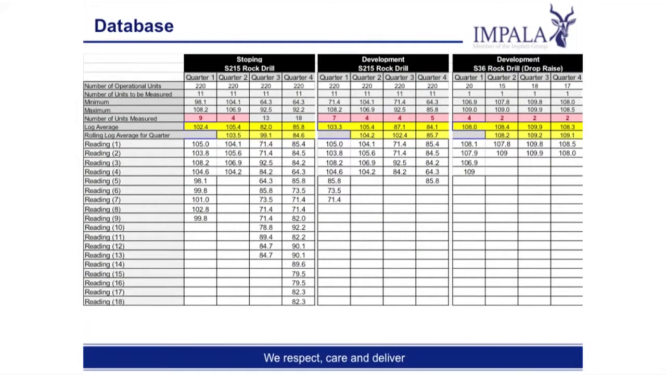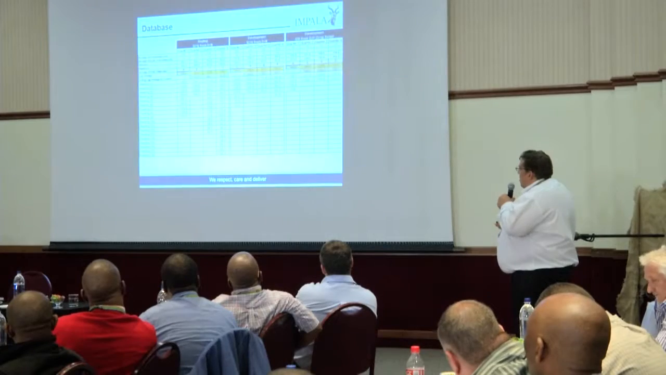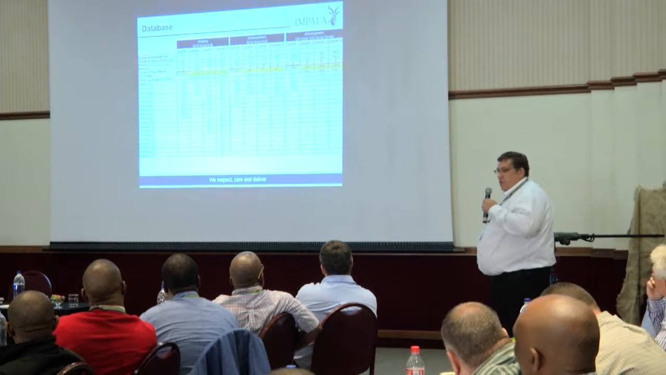There's also a template that we have drawn up to assist you, in which you can put in your values. It works exactly the same as the previous one, but for the different quarters, it will also calculate the rolling average going forward. For example, in this one, in the activity area stoping, we have an S215 rock drill. There's also the same piece of equipment on development, an S36 rock drill, so we can bolt onto these things. When you fill it in, it will calculate these things for that specific piece of equipment.